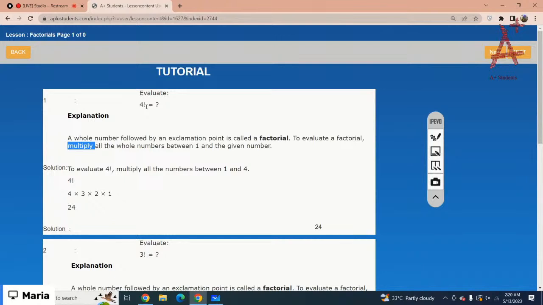To evaluate a factorial, what you have to do is multiply all the numbers between 1 and the given whole number. In this case, the given whole number is 4. So how many numbers are between 1 and 4? They are 1, 2, 3, and 4. Just multiply them, it would be 24. Got it?